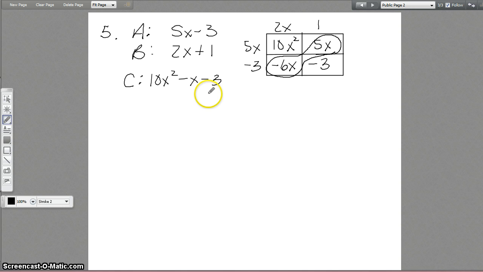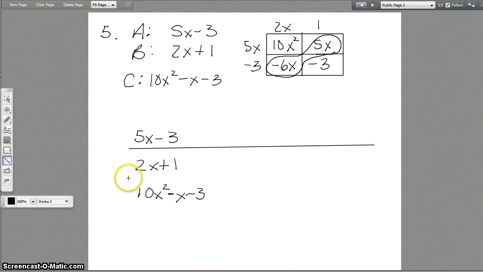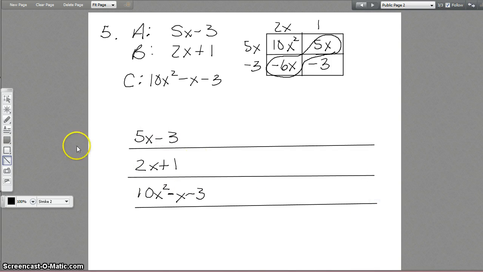Part B says find the values of the three polynomials if x equals 1, if x equals 3, and if x equals 10. I'm only going to do it for 1 and for 3 for this example. So we're going to start off with polynomial A, which is 5x minus 3, and then we will have polynomial B, which is 2x plus 1, and then polynomial C, 10x squared minus x minus 3. And I'm going to do lines here so that everything stays nice and sort of straight-ish. Okay, and then I'll also do a vertical line here.